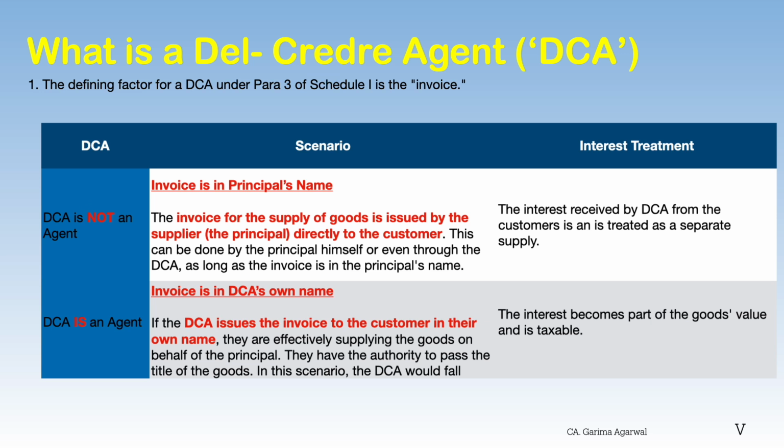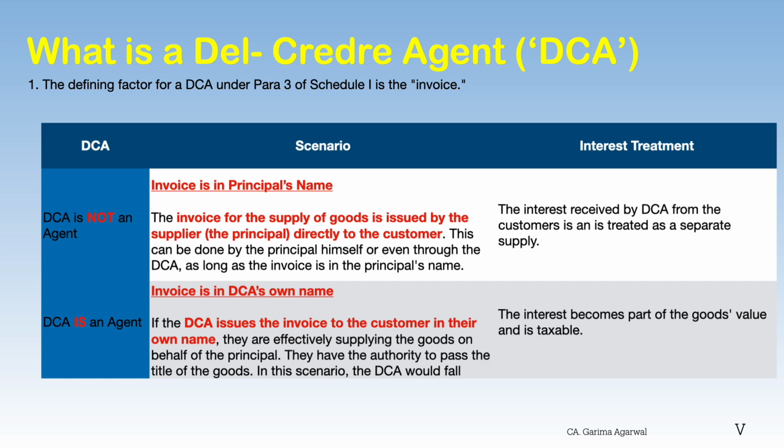Now let's take scenario 2. The invoice for the supply of goods is issued by the DCA in his own name. If the DCA issues the invoice to the customer in his own name, they are effectively supplying the goods on behalf of the principal. They have the authority to pass the title of the goods. In this scenario, the DCA would fall under the ambit of an agent under Para 3 of Schedule 1.